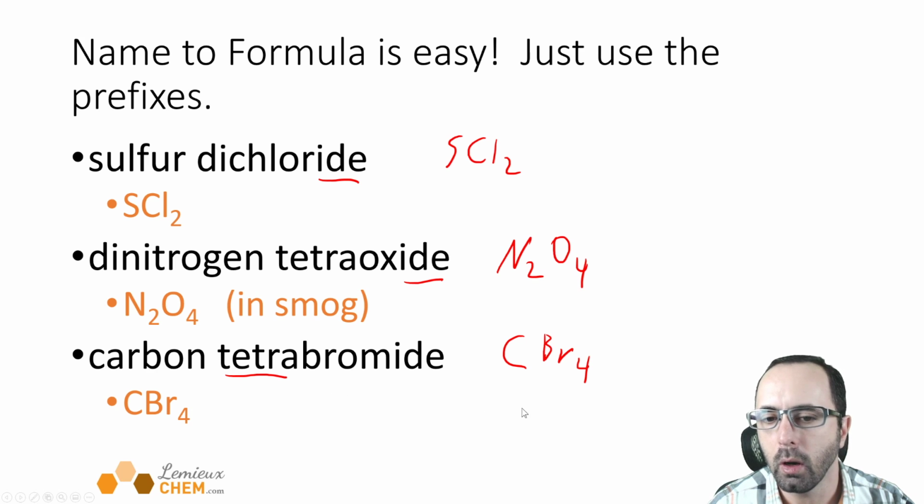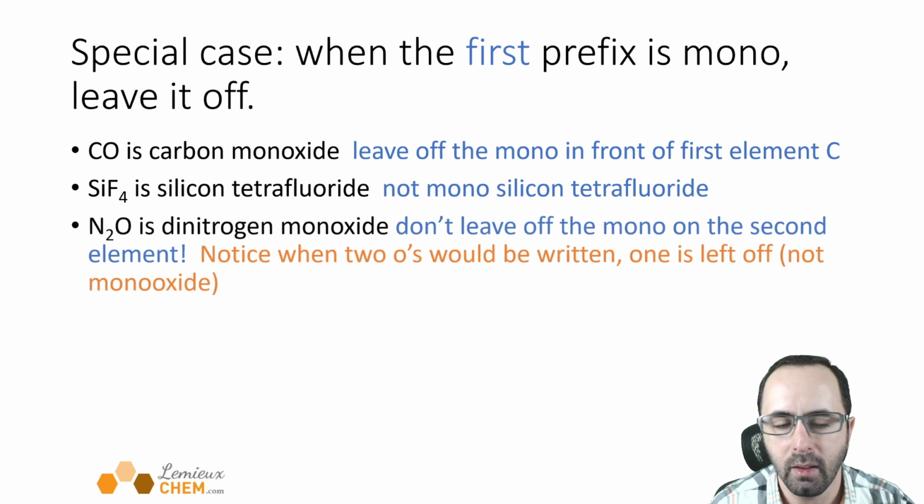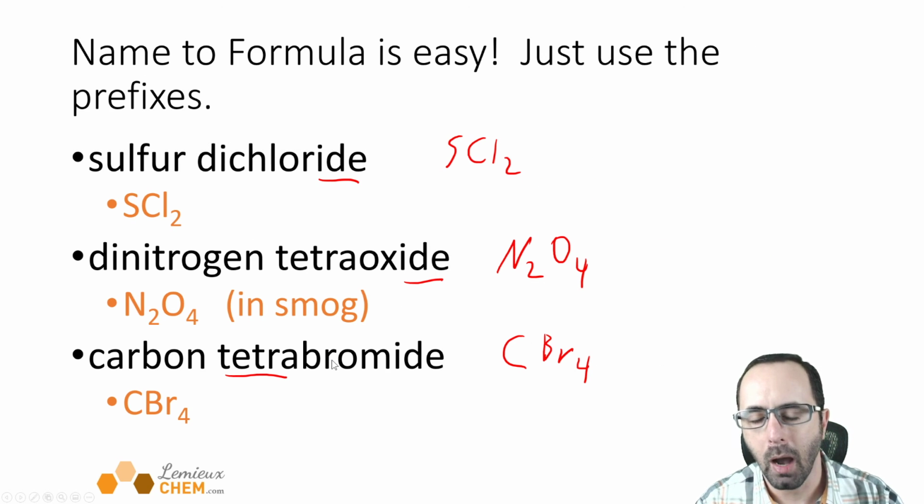What about if you are given the formula and asked for the name? Well, that's what we did here, right? CO, carbon monoxide, SiF4, silicon tetrafluoride, and so on. And so that's how you name binary covalent compounds. Relatively easy. Remember, you use the prefixes for these.